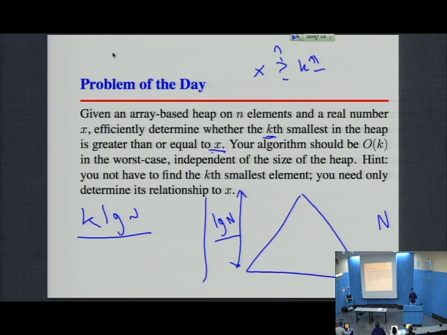If k was 1, this would be an order n log n algorithm. You don't know what k is. K is part of the input, right? So the point is, this is a k log n algorithm. Does everybody see that this is an order k log n algorithm? Okay, any questions? Again, this is a useful hint in solving any of these problems.